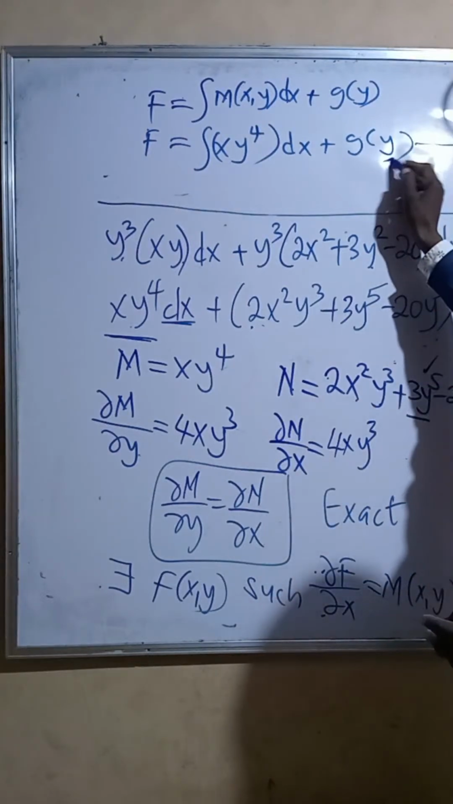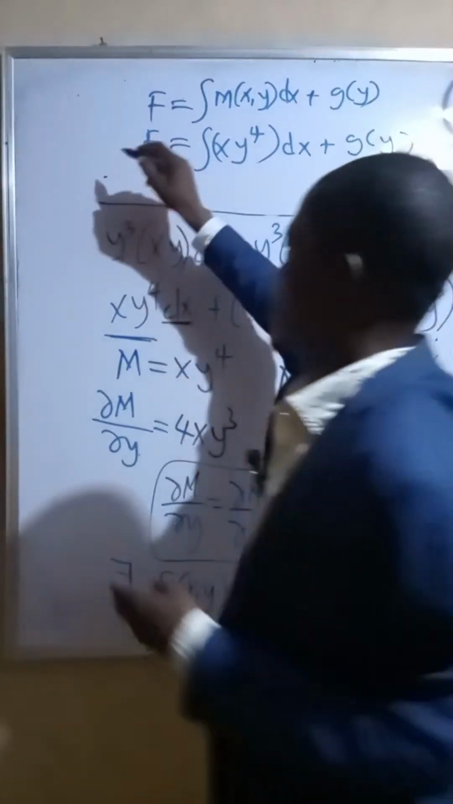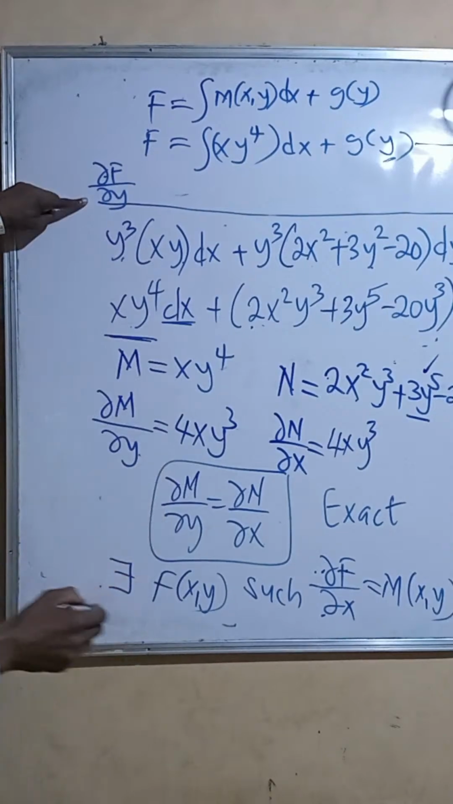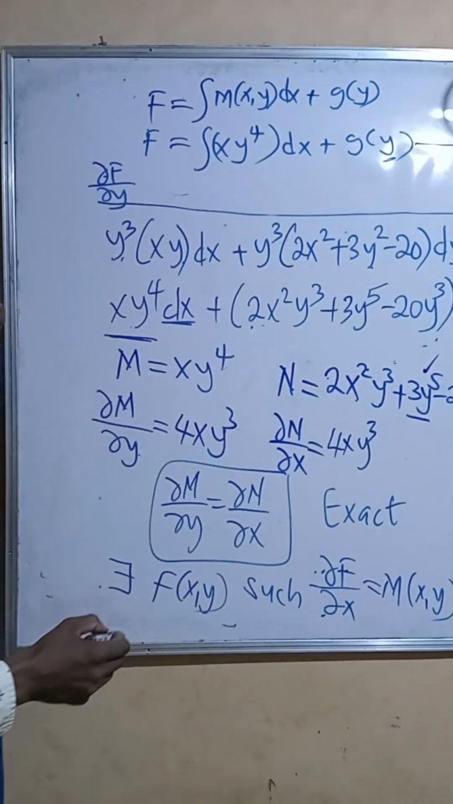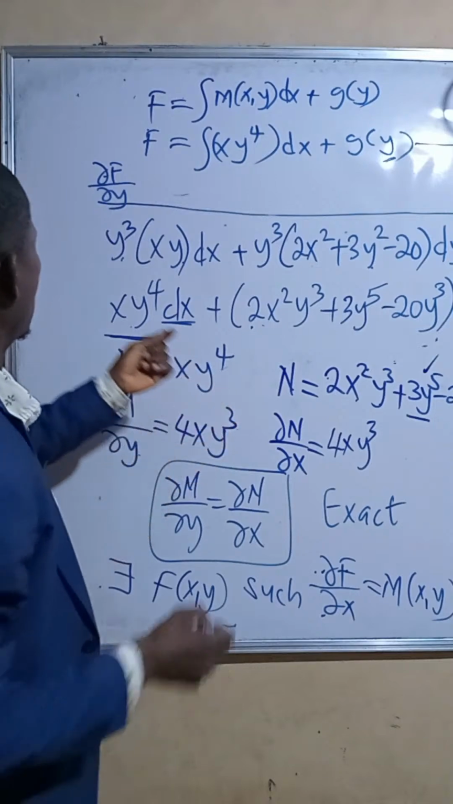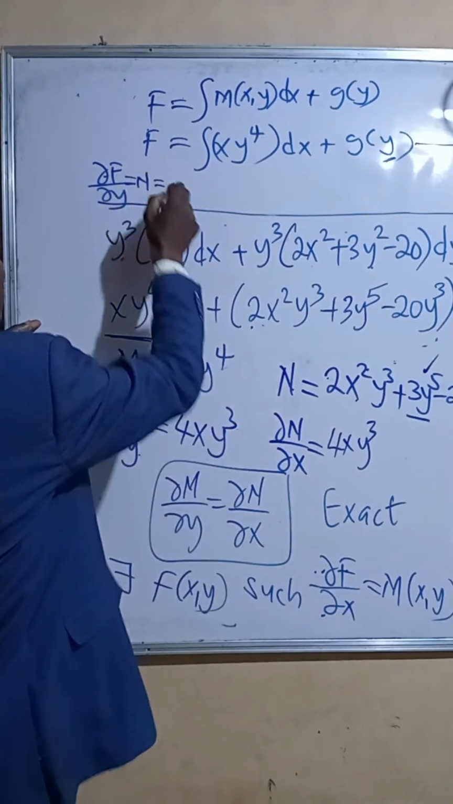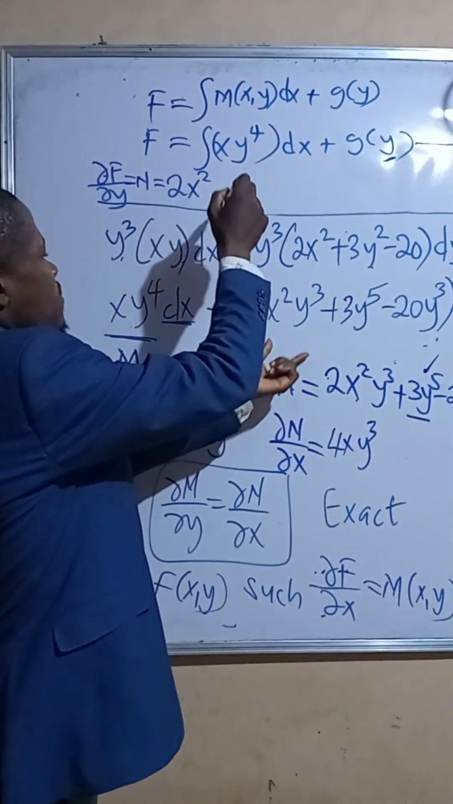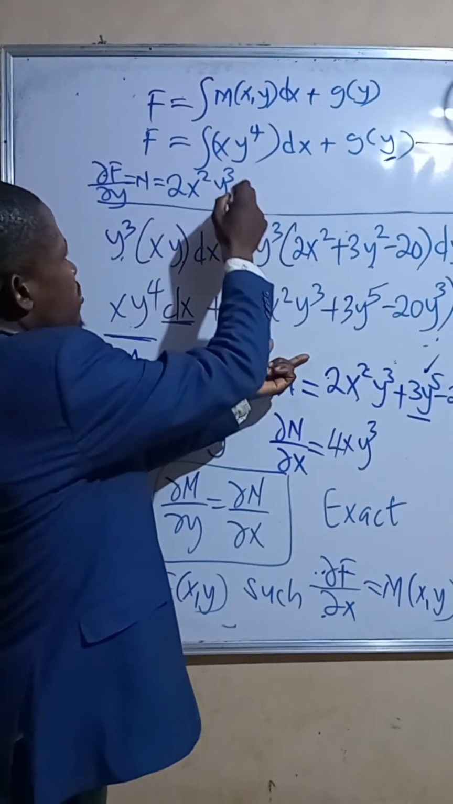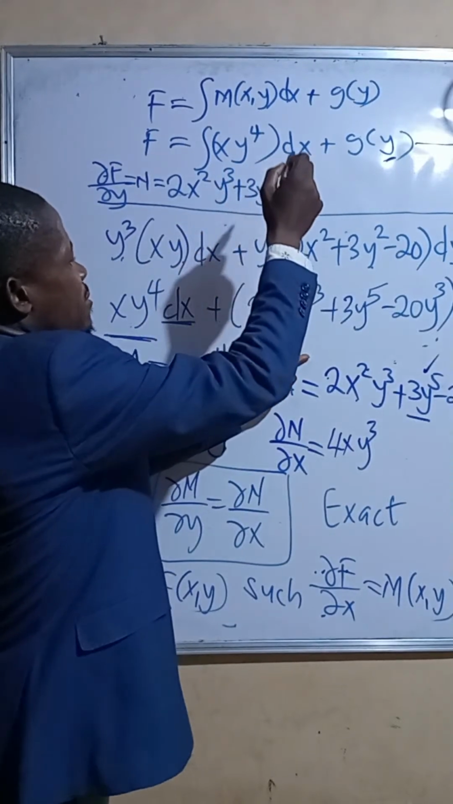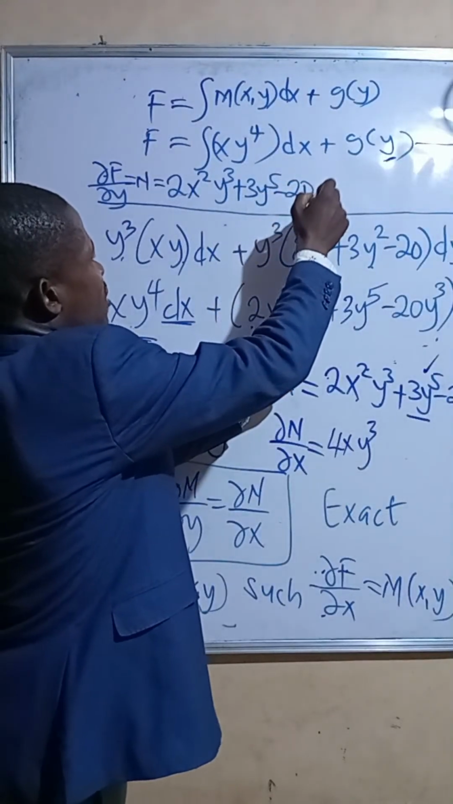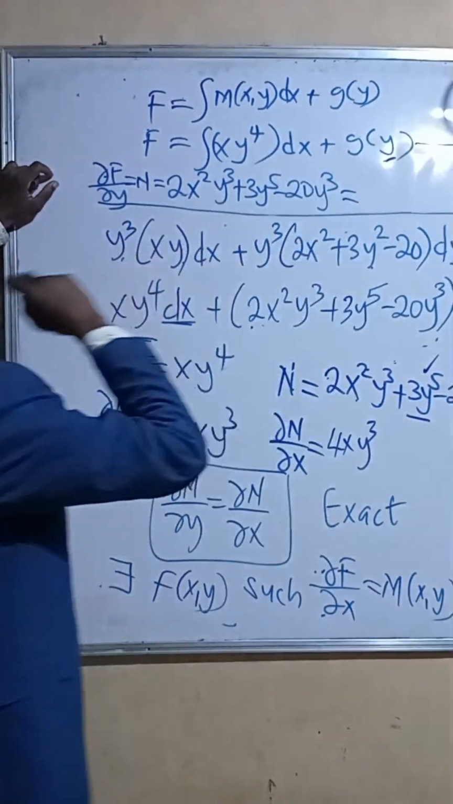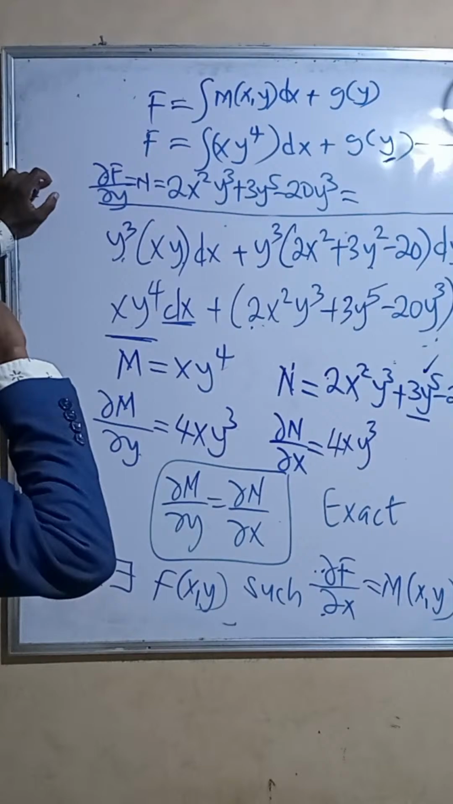Differentiate that partially with respect to y. I'm going to have del f del y, and del f del y is equal to N, which is 2x squared y to the power 3 plus 3y to the power 5 minus 20y cubed. That's my N. Now differentiate. Okay, I think I'm jumping.